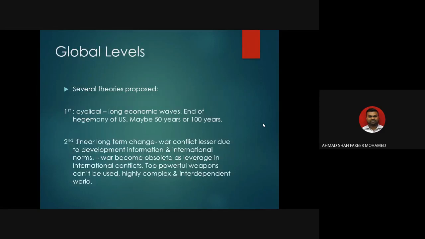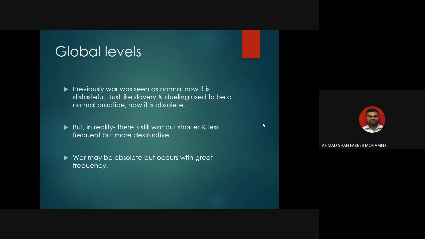Okay, global level, worldwide. Several theories are proposed. First is cycles. Long economic waves, the end of US hegemony, every 50 years or 100 years. So who dominates the economy dominates the world, and also long-term change, for example, war and conflict due to development of information and international norms. War becomes obsolete as leverage in international conflict: too powerful a weapon can't be used, highly complex, and so interdependence. Previously, war was seen as normal. Now it is disapproved, just like slavery and dueling used to be normal practice, now obsolete. But war is relatively still there, shorter and less frequent but more destructive. So war may be obsolete, but still occurs with great frequency.